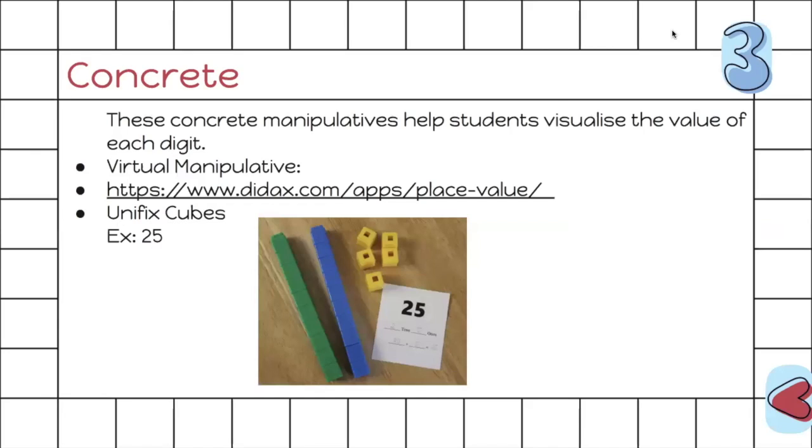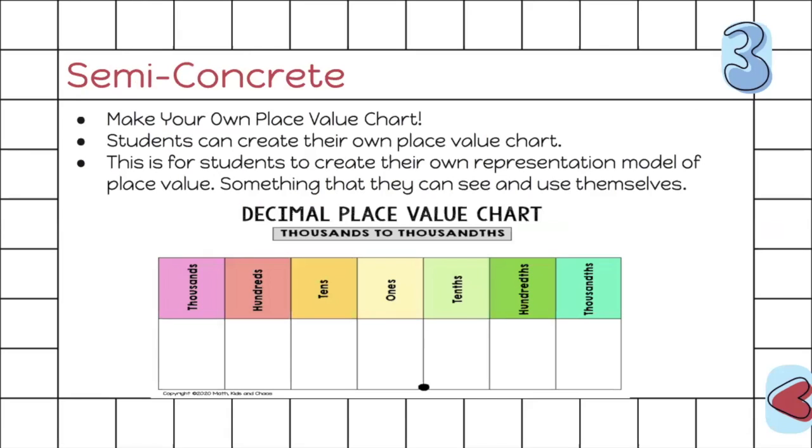And then also, you can just model it by using the Unifix cubes and then have the students actually use them. Like here we have the 25, and that's a way that you can use them. You can have them partner up and switch up.